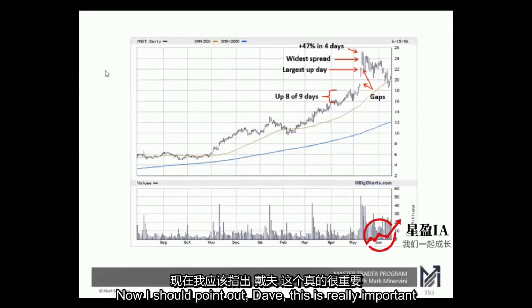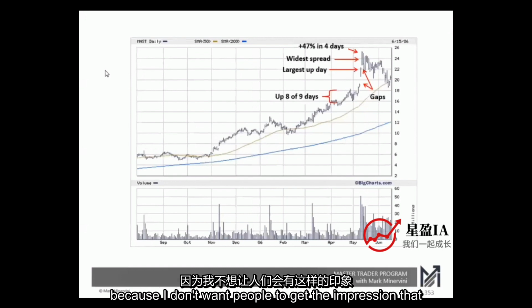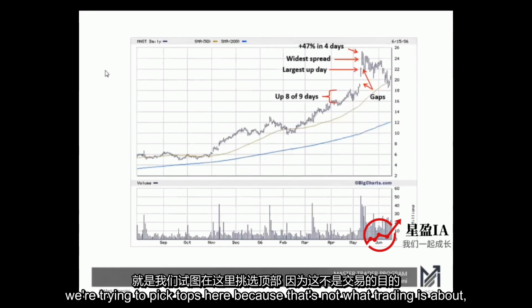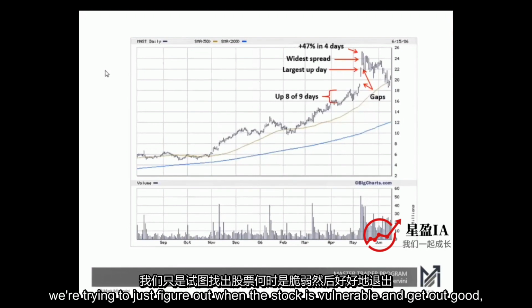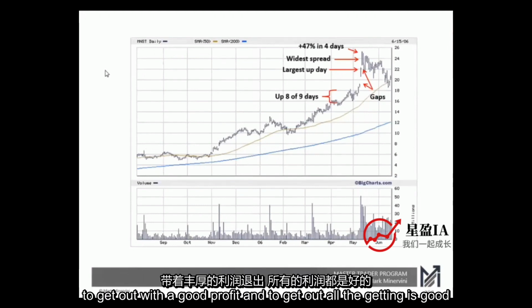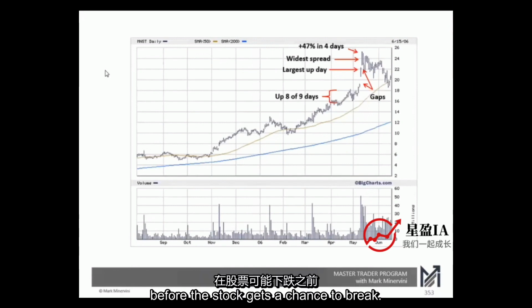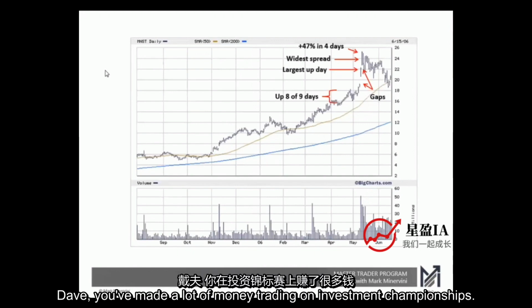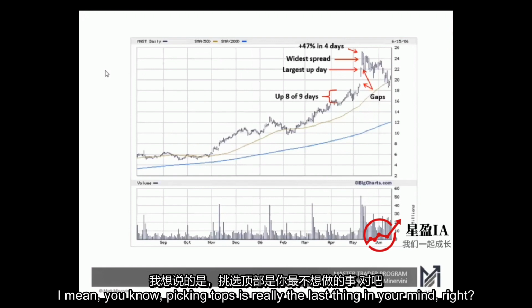Now, I should point out, Dave, this is really important, because I don't want people to get the impression that we're trying to pick tops here, because that's not what trading is about. We're trying to just figure out when the stock is vulnerable and to get out with a good profit, and to get out while the getting's good before the stock gets a chance to break. Dave, you've made a lot of money trading, won investment championships. I mean, picking tops is really the last thing in your mind, right?